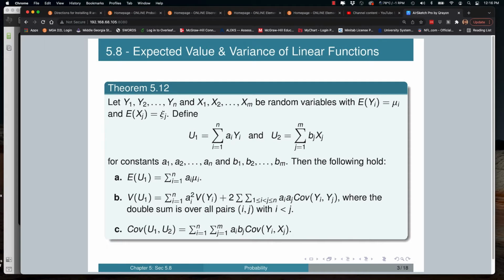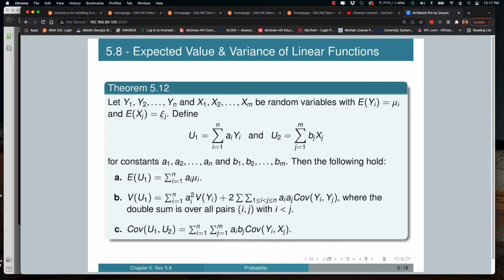The variance one here, it will become clearer how this works. Part B says the variance of u sub 1 is equal to the sum from i equals 1 to n of a sub i squared times the variance of y sub i. So you're pulling the constant out and squaring it. However many random variables you have in there, essentially you're going to have a constant associated with each one of those random variables in a linear function. You'll pull that value out, square it, and multiply it times its respective variance for that particular random variable, whether it's y sub 1, y sub 2, and so on.